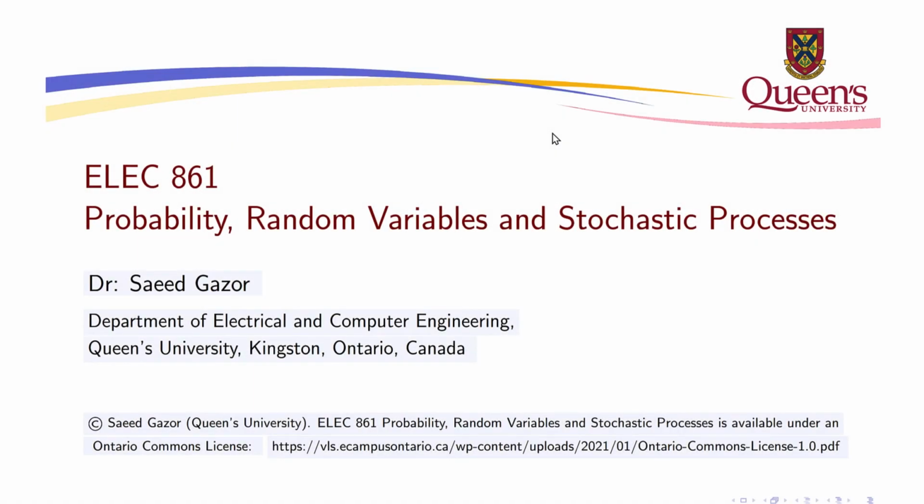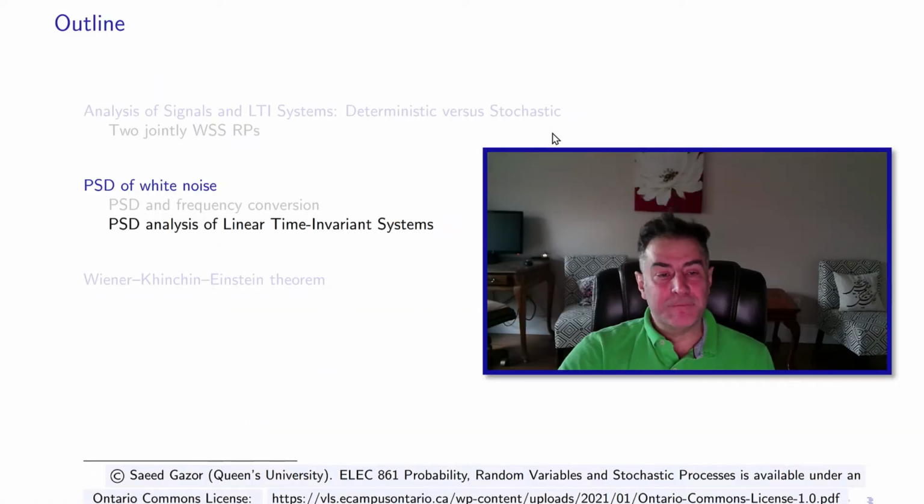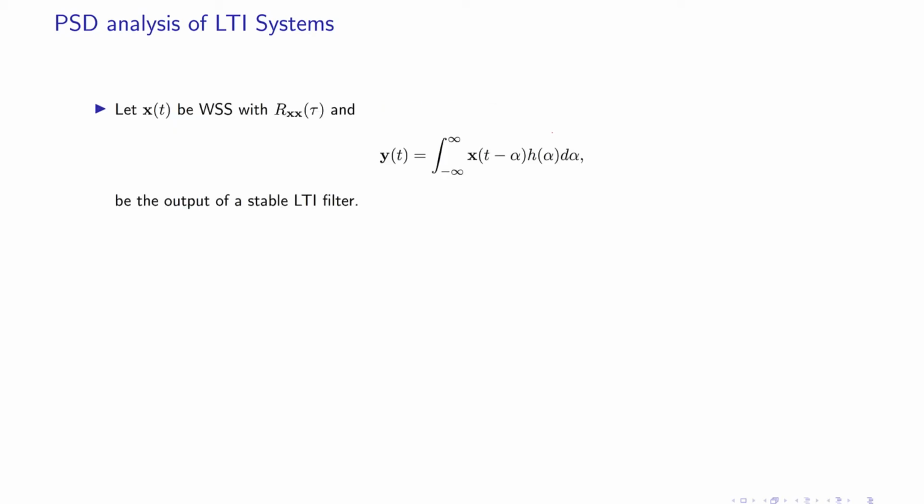One of the important components of this chapter is power spectral analysis of linear time invariant systems. If we have the input to an LTI system that is white sense stationary, and suppose that it has autocorrelation function Rxx of tau, and the output can be described using that. Suppose that this integral is converging, so we have an LTI filter, and suppose that this LTI filter is stable.